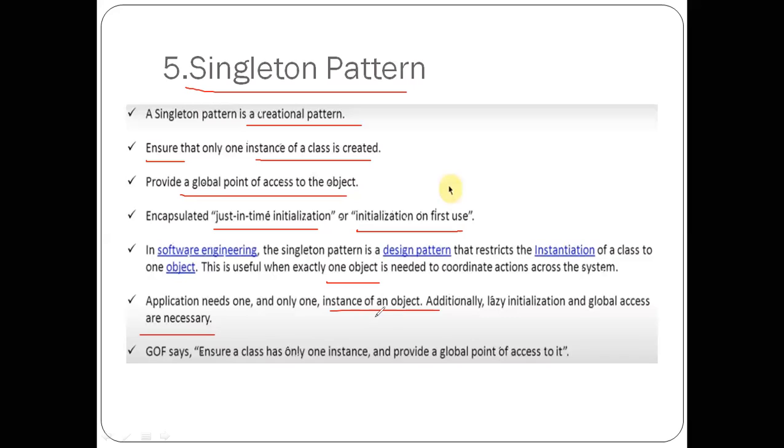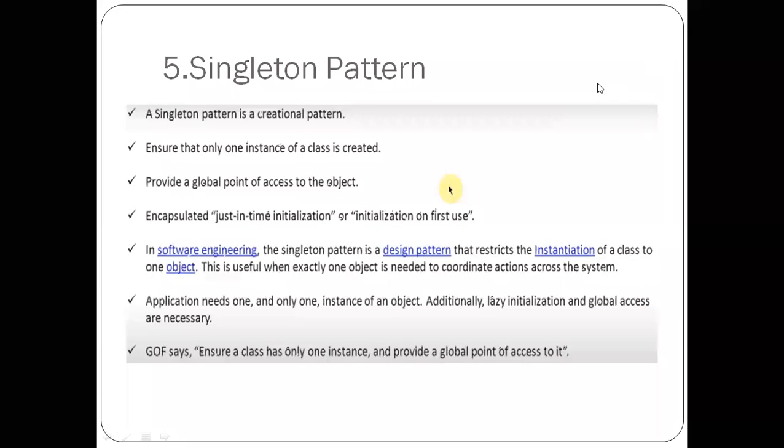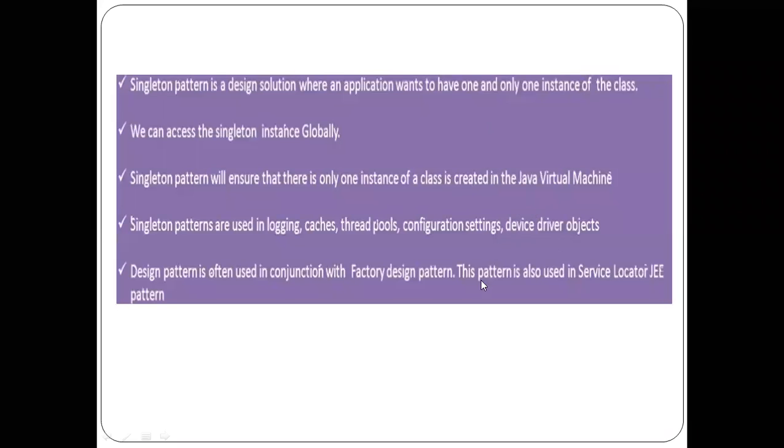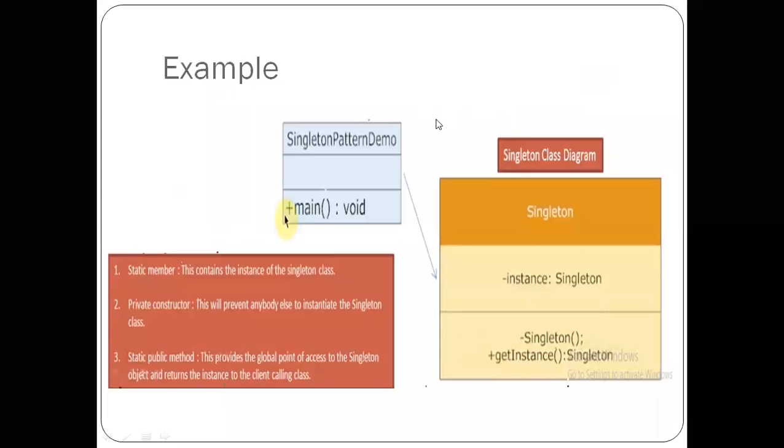After creating only one object with one-time initialization, we provide global access to it. Here we ensure a class has only one instance and provide a global point of access to it. These are the key points of the singleton pattern. Let us check an example. I'll explain this slide after the example.